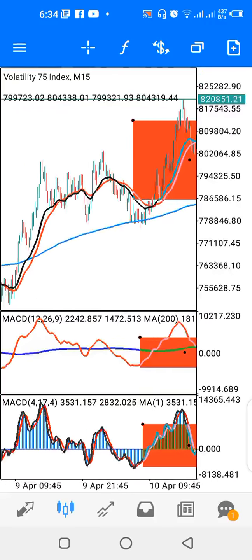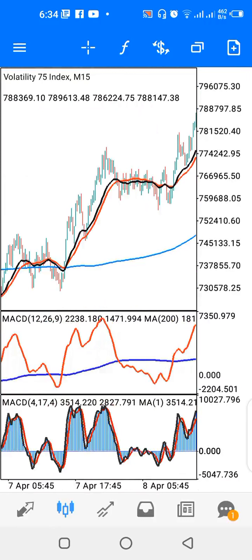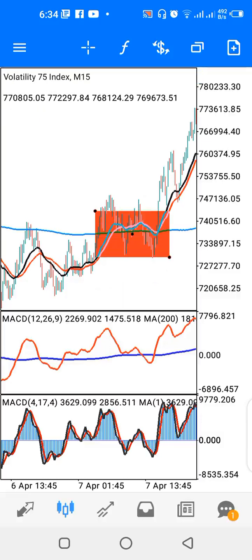Now, the way the strategy works is on the main window, I allow price and the red and black moving averages to cross above the blue moving average, which is my 200 moving average, for me to have a bullish trend development.